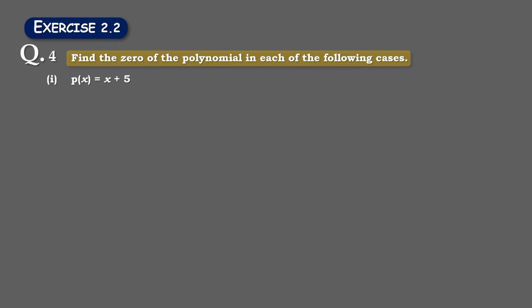Let us find the zero of the given polynomial. The given polynomial is p of x equals x plus 5. To find the zero of a polynomial, we set the polynomial equal to 0. So we write x plus 5 equals 0. Now we solve this equation.